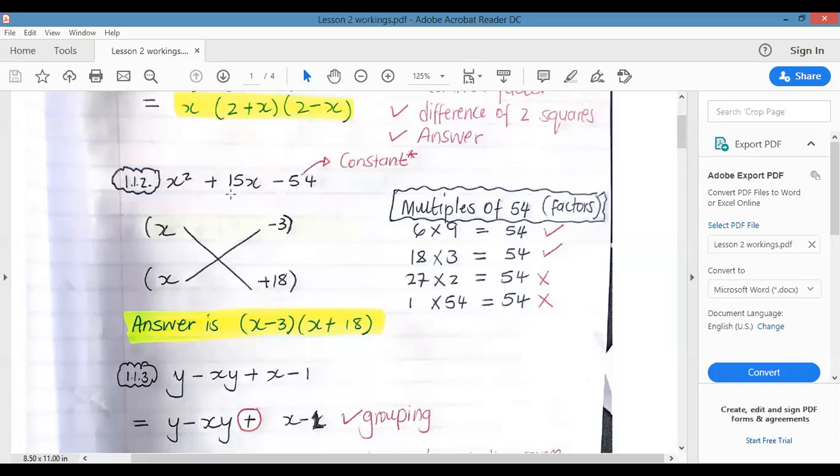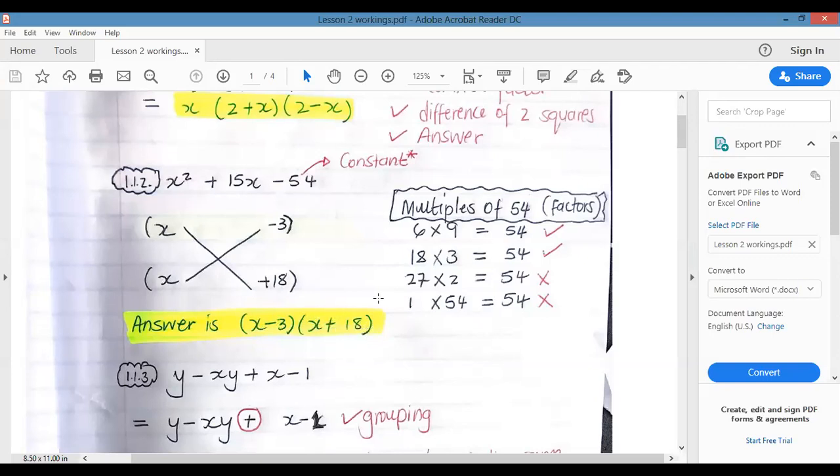You'll get plus 15x. Therefore, no wonder we chose 18 and 3. 18 and 3, it will work. Then you just put your brackets there. You put your brackets there, and also there and there. Then you take your answer as it is. This is your answer. Open bracket, x minus 3, close bracket. Open bracket again, x plus 18. Here you have factorized fully.